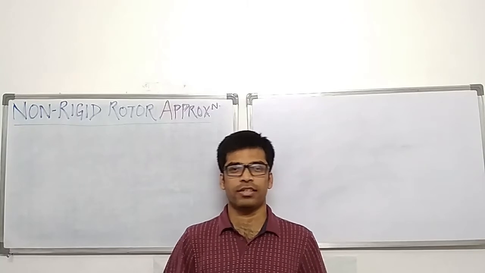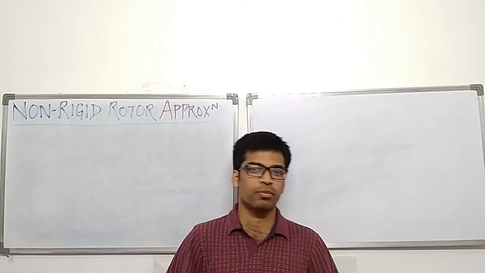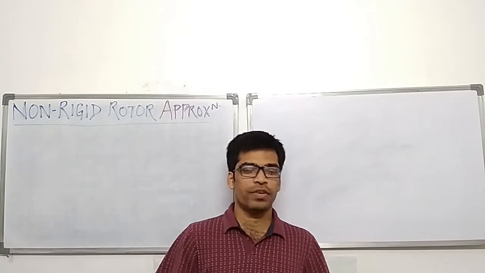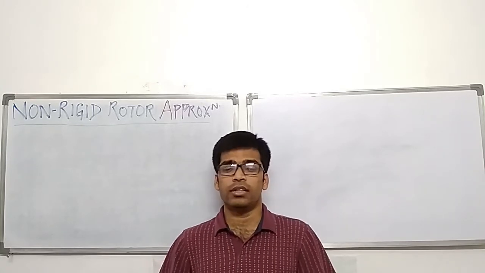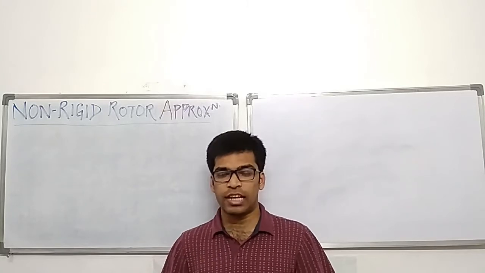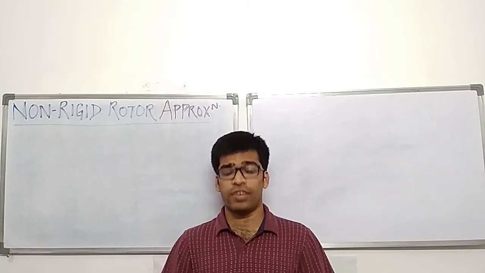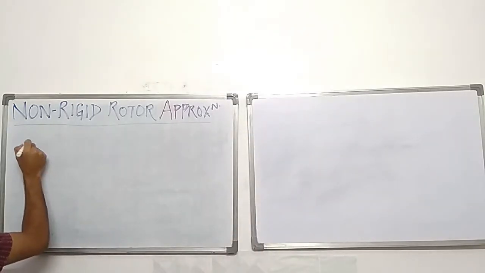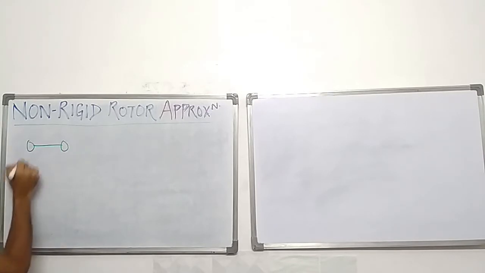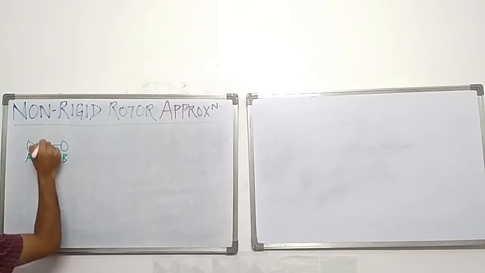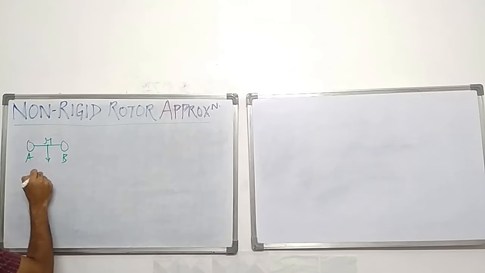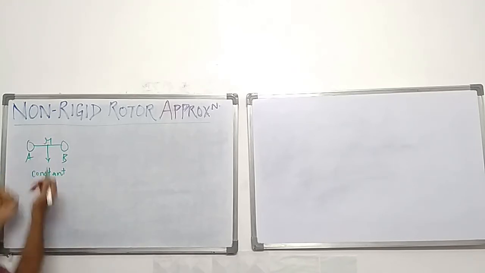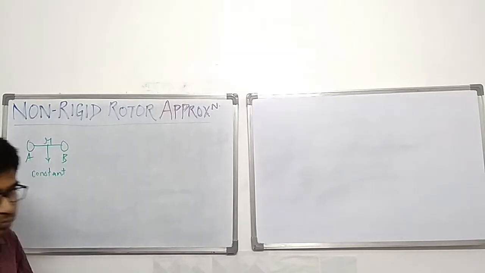In this lecture, I'll be discussing the non-rigid rotor approximation to rotational spectra of diatomic molecules. So far in our discussions, we have assumed the diatomic molecules to be rigid. That means the bond lengths are fixed, the atoms are not vibrating. If I have a diatomic molecule like this, I have considered that this R is constant. It is not vibrating, it is fixed.